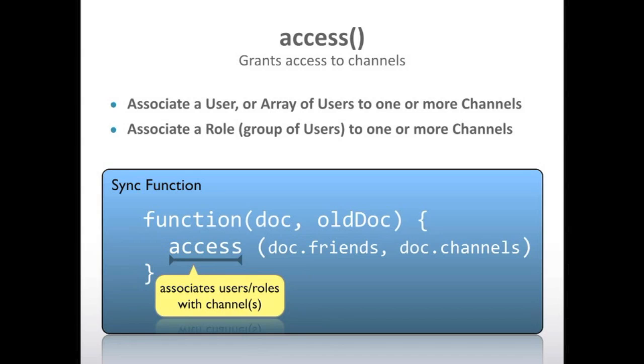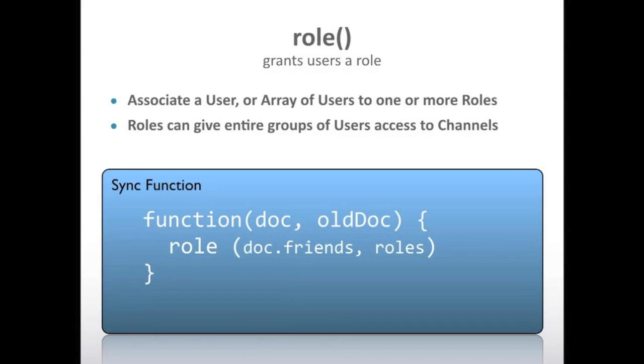So this is what the access command does. And then the role is basically associating users with one or more roles. Now roles, if you define them only in the sync function, will be saved, but they don't actually exist. Roles are a special case where you actually have to use our REST API interface to define actual roles. This is a little bit different than channels, in that you have to define them through the API.